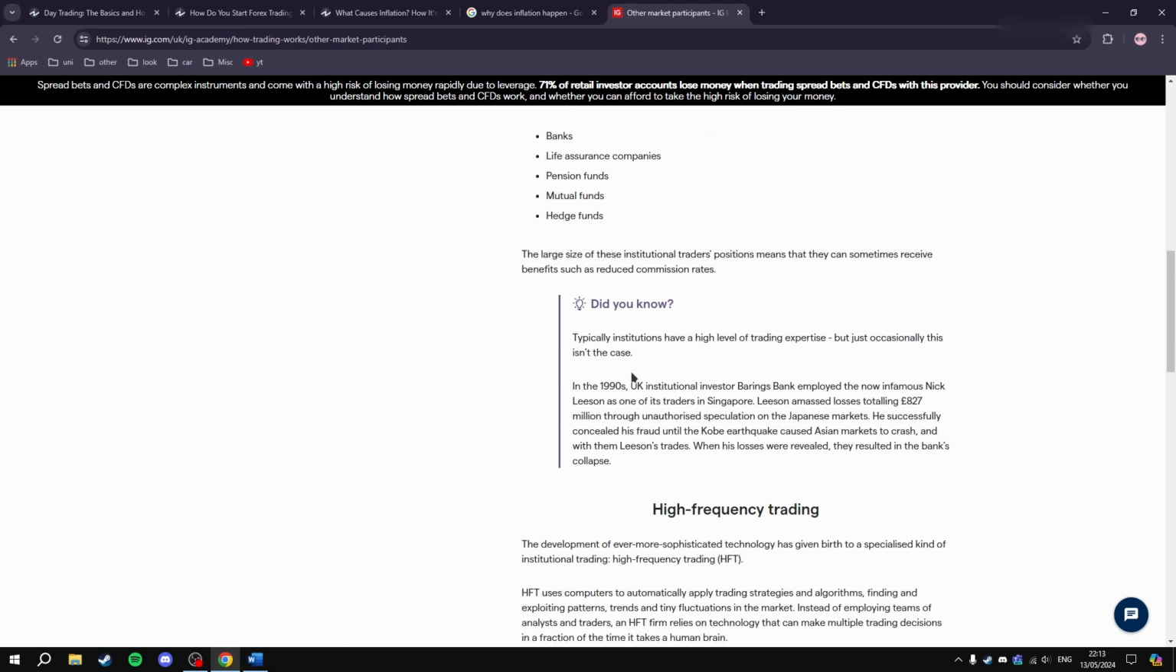Did you know, typical institutions have a high level of trading expertise, but just occasionally this isn't the case. In the 1990s, UK institutional investor Barings Bank employed the now infamous Nick Leeson as one of its traders in Singapore. Leeson amassed losses totaling 827 million through unauthorized speculation on the Japanese markets. He successfully concealed his fraud until the Kobe earthquake caused Asian markets to crash, and with them Leeson's trades. When his losses were revealed, they resulted in the bank's collapse.